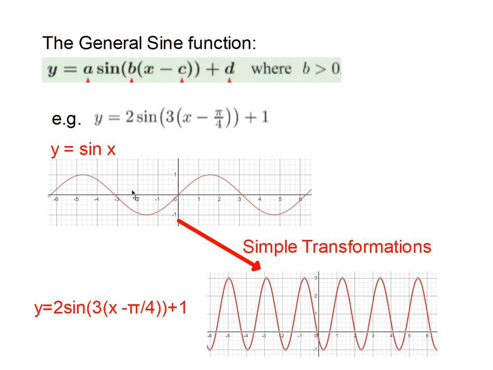And what we're interested in is how we can transform a graph of y equals sine x, our basic sine graph, to form a graph of the one that we want.